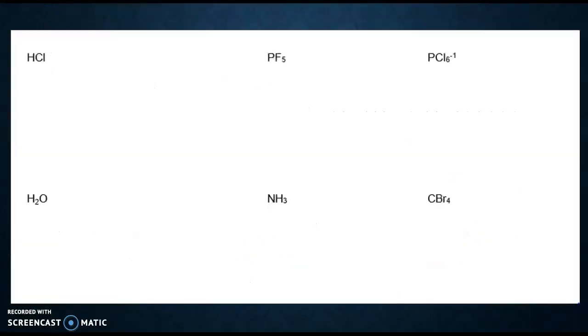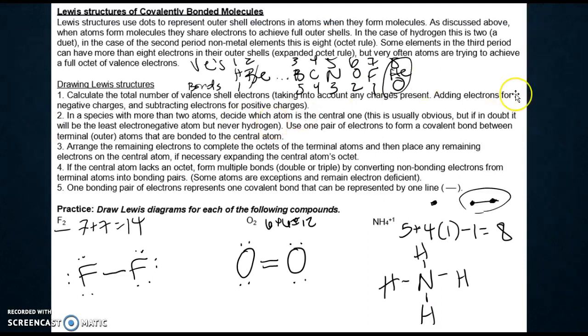All right, there are plenty more examples that you can keep practicing with. We can do one more together here. I'm just going to pick PF5. If you look at the periodic table, which hopefully you have in front of you, phosphorus is in the same column as nitrogen. If you look at this cheat sheet, everything in the column of nitrogen has 5 valence electrons.